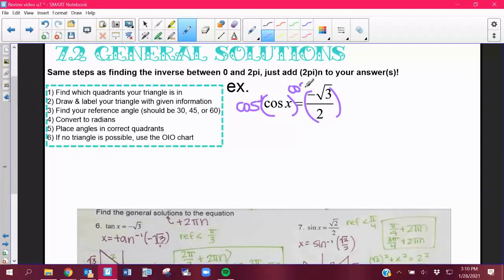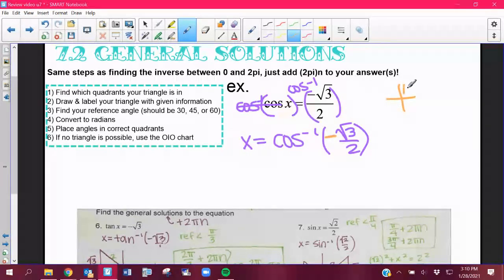So I end up with something like this. And again, that inverse cosine cancels out this cosine. So I get x equals inverse cosine of -√3/2. Okay, so that was my first step. I guess it wasn't listed in the steps, but now I can do the same steps that I did before. Again, I'm going to look and see that this is a cosine and this is a negative cosine.